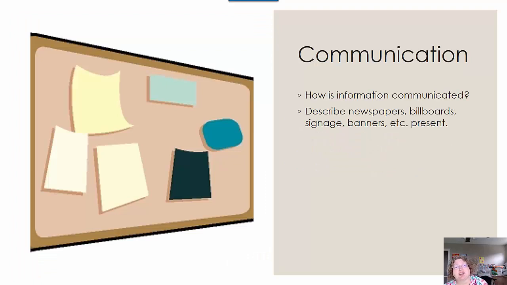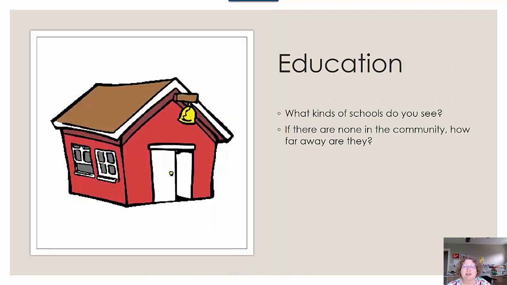Communication. How is information shared and disseminated into the community? Are there local bulletin boards? Are there billboards? Do you see a newspaper? Is there a local newsletter for the community? Is there an online billboard or online newsletter? Are there banners? Do you see banners over the roads or on buildings? And what kind of information is on the bulletin board? Do you see that there are a lot of activities in the community? Ask people how they find out about events in the community.